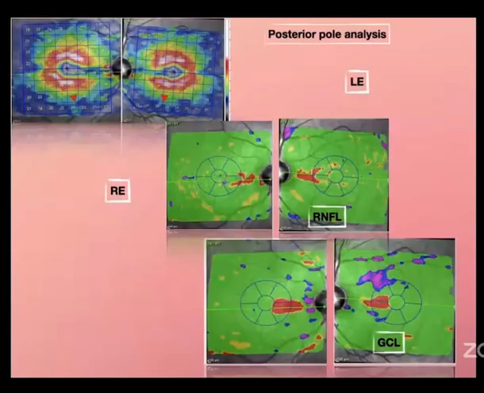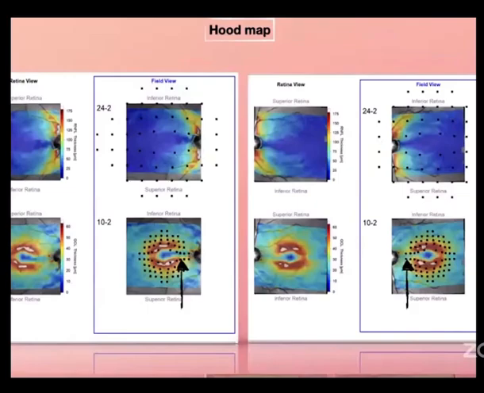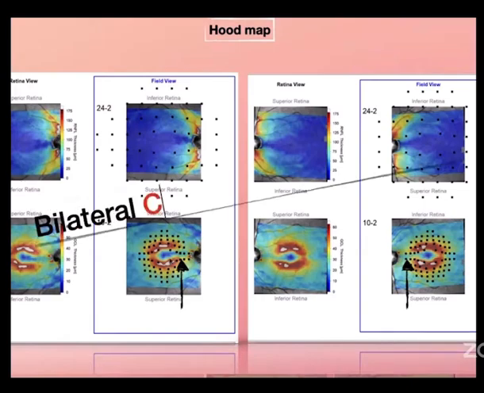In this patient, the posterior pole analysis shows loss of the papillomacular bundle corresponding to that site, with an associated GCL loss. As the patient was not willing for a field analysis, we took a Hood map. The Hood map predicts the probability of a field defect based on the present GCL loss. The field defect was involving the papillomacular area. So this is a case of bilateral congenital optic disc pit.